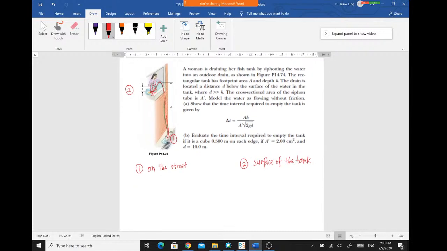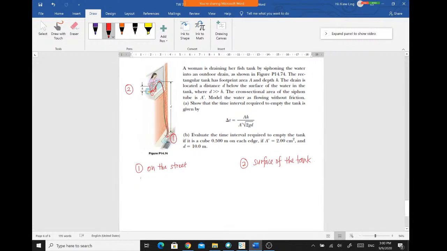So list down all the information. At point 1, the absolute pressure at point 1 is at atmospheric pressure. It's assumed to be atmospheric pressure. Why? Because it is exposed to air.